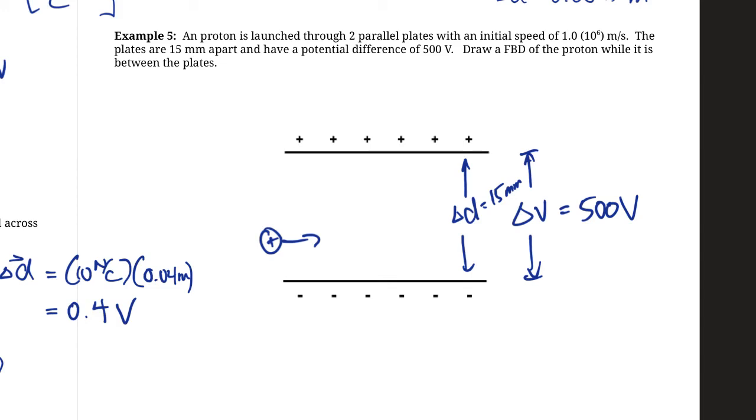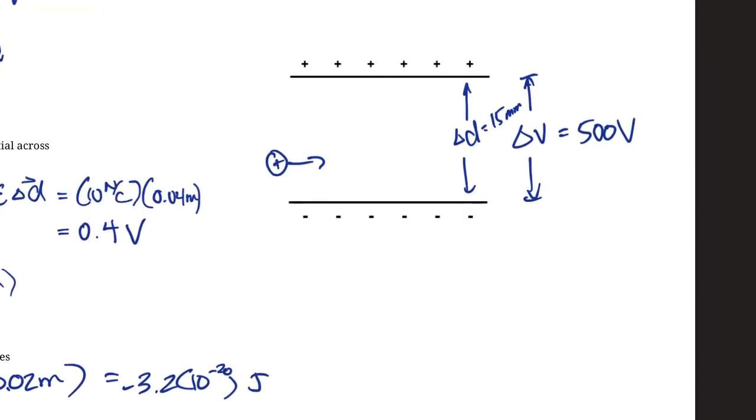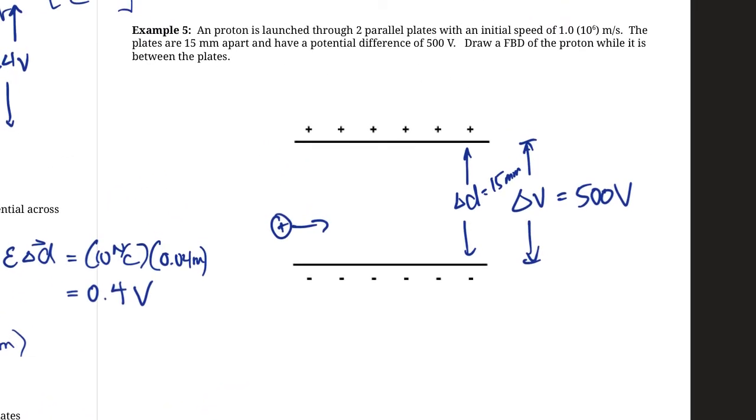So all we're asked to do in this question is draw a free body diagram of the proton while it's between the plates. So what we need to do is find the forces acting on it. And remember, the force acting on a charge, we can calculate using Coulomb's law, or the simplified version of Coulomb's law when we know the field strength. So we would say the electric force acting on a proton or on a charged particle is going to be epsilon, which is the field strength, times the charge, right?